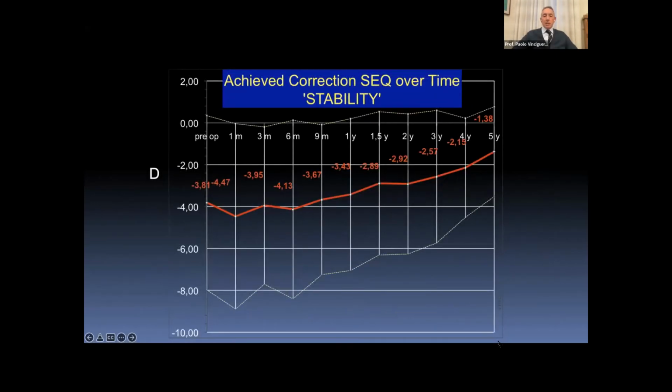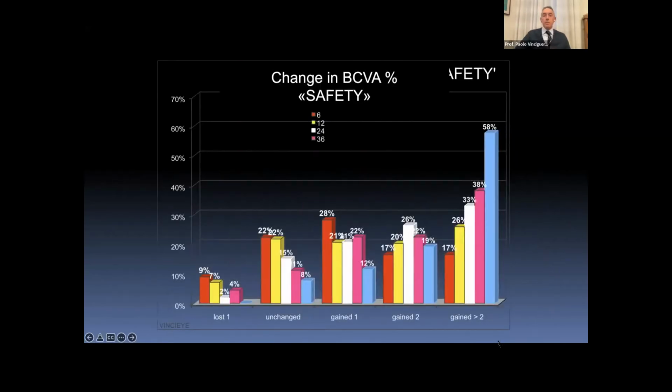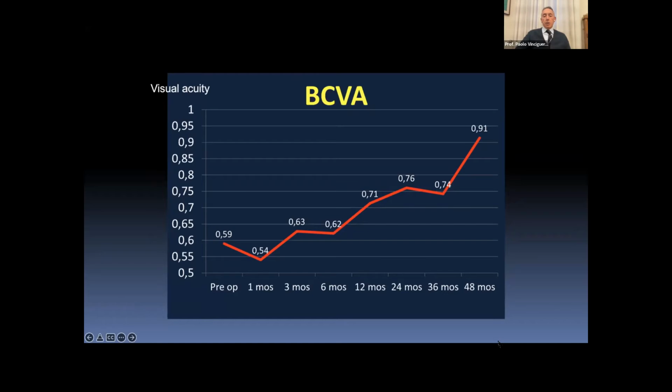Something very important is that also the achieved correction in terms of spherical equivalent has a constant improvement. Now that we have even more years, up to 10 years, we see a constant improvement and flattening. The best corrected visual acuity also improves over time, so don't worry about that. And you can see that the longer the follow-up, the longer is the increase of the best corrected visual acuity.